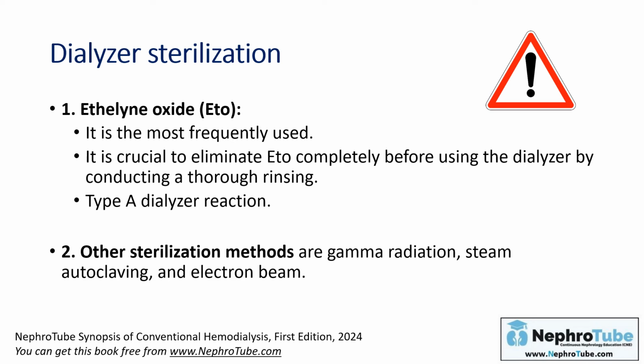Finally, if the patient is sensitive to ethylene oxide, you have to use other methods of sterilization than ethylene oxide, such as gamma radiation, steam autoclaving, and electron beam.